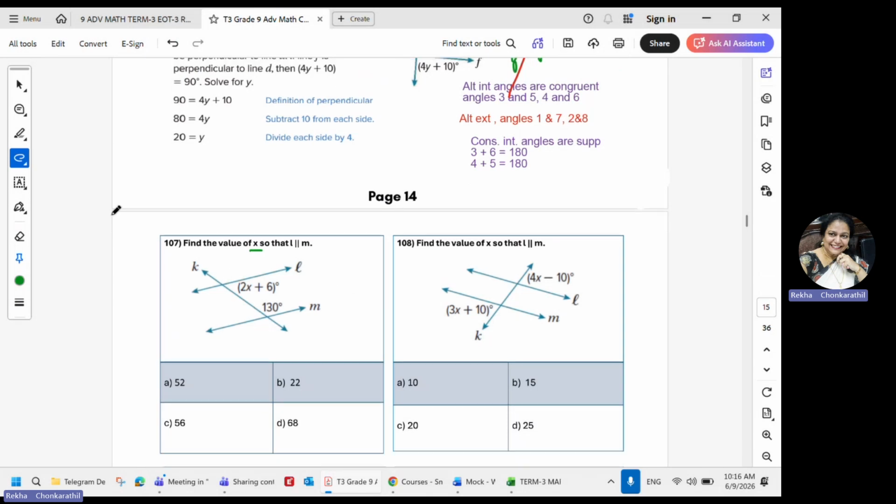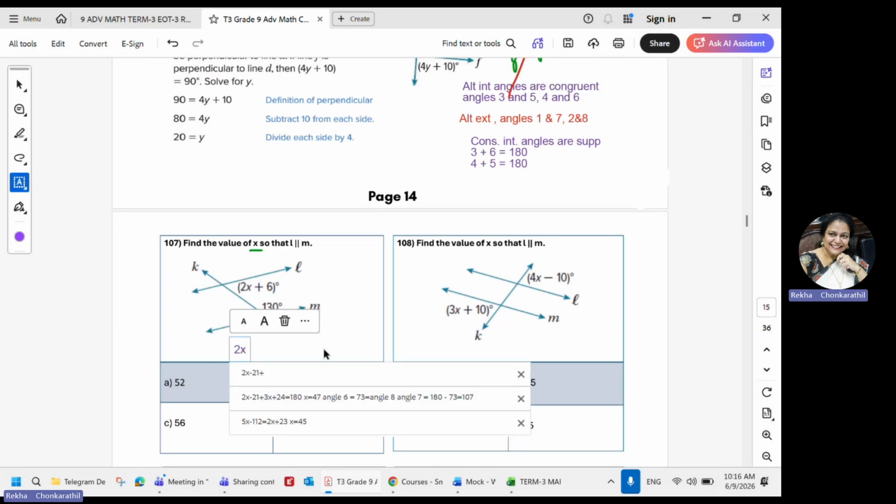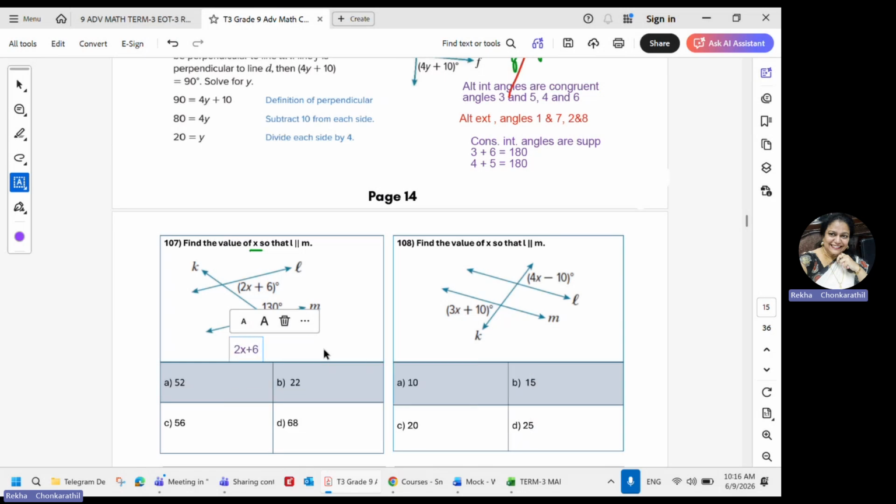So what's the equation here? The equation is 2x plus 6 plus 130 equals 180. So you will get the x value equal to 22. Use the equations carefully. If you use the equations wrong, you will get the value of x wrong.